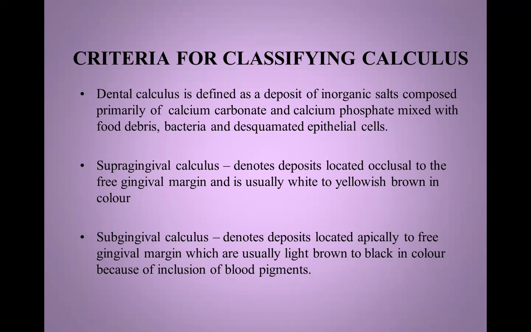Now, the supragingival calculus denotes deposits located occlusal to the free gingival margin and is usually white to yellowish brown in color. Now, the subgingival calculus denotes deposits located apical to the free gingival margin, which are usually light brown to black in color because of the inclusion of blood pigments.